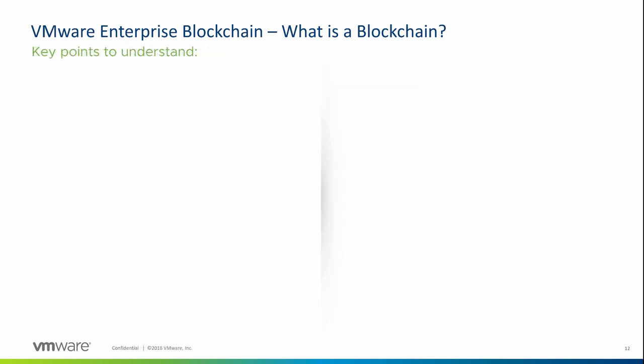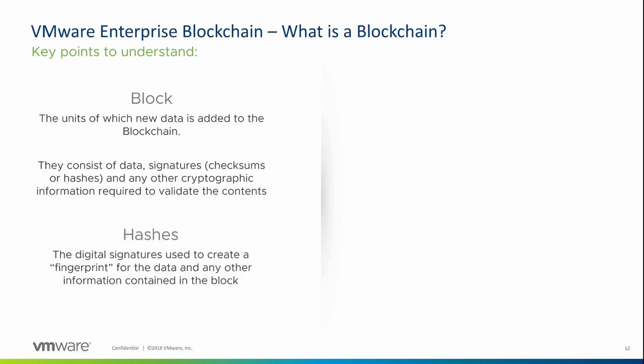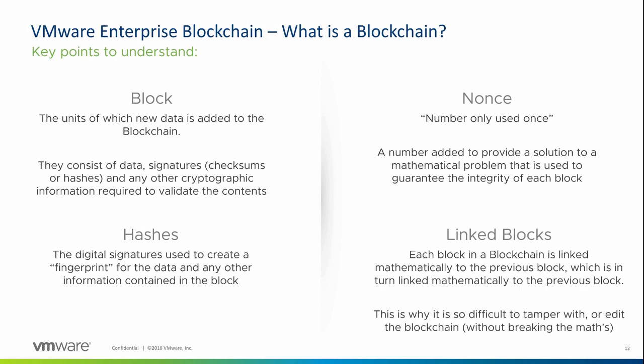So, a few key points before I just wrap up. A block is the unit by which new data is added to the blockchain. A block consists of data and signatures, or to use the proper terms, checksums and hashes, and any other cryptographic information required to validate the contents. Hashes are the digital signatures used to generate a fingerprint for the data and any other information contained in the block. Nonce, or a number only used once. It's the number added to provide a solution to a mathematical problem that is used to guarantee the integrity of each block. This is the magic number, or the kind of incredibly difficult version of Sudoku.